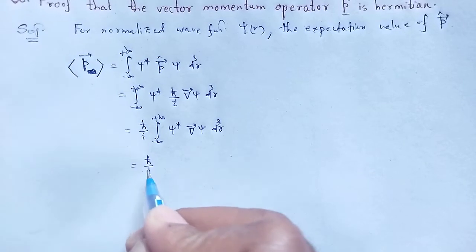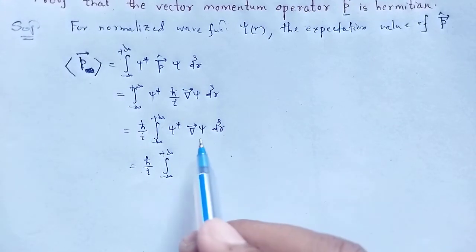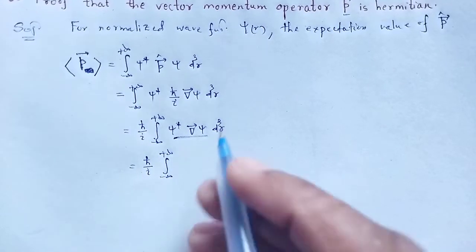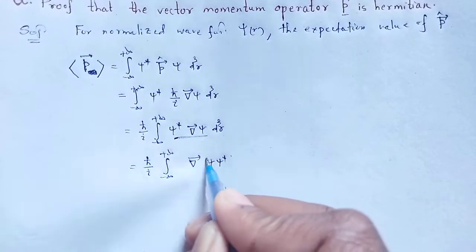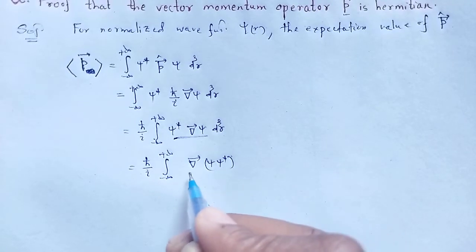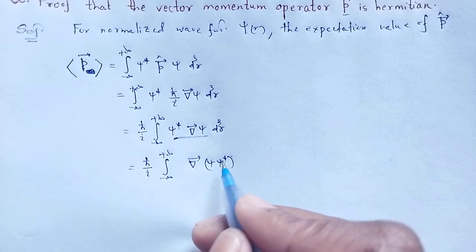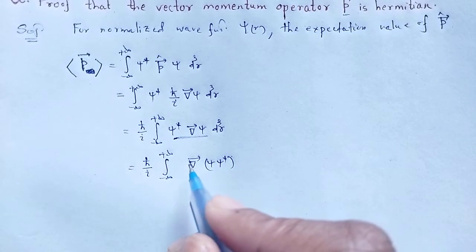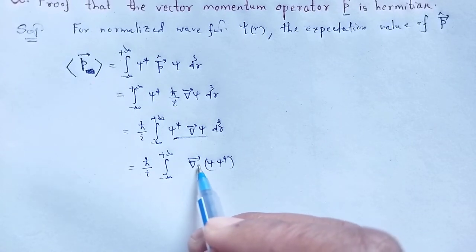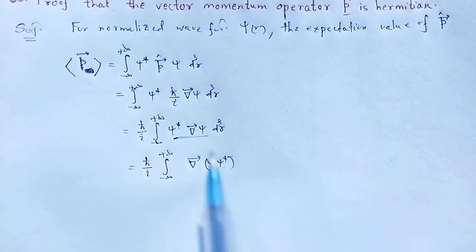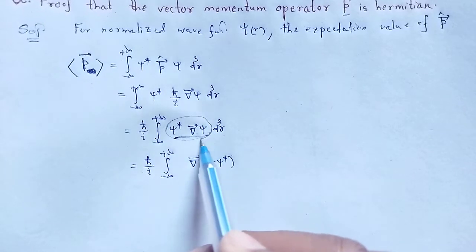Here, ħ/i integration from minus infinity to plus infinity, that particular term can be written like this: grad of psi star. Grad of psi star means the derivative of the first term, second term treated as constant, plus the derivative of the second term, first term treated as constant. That means psi grad psi star plus psi star grad psi. Our aim is to find out that one.